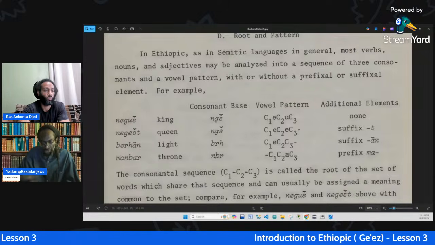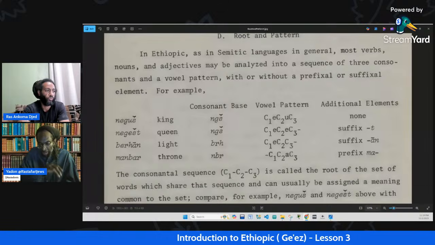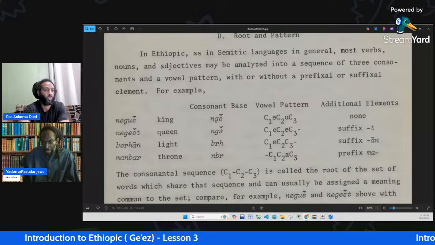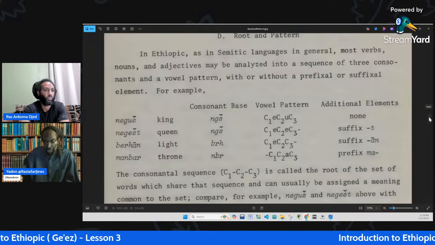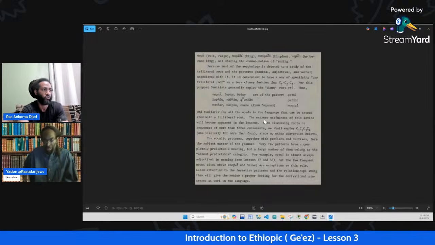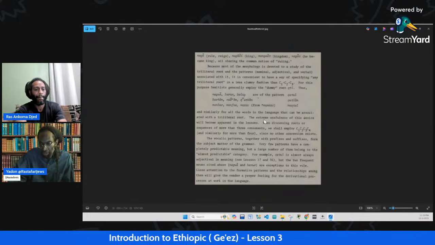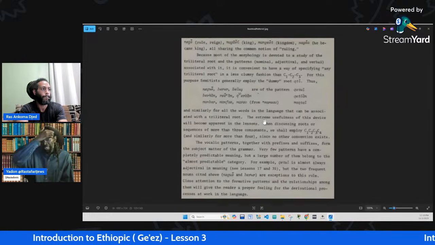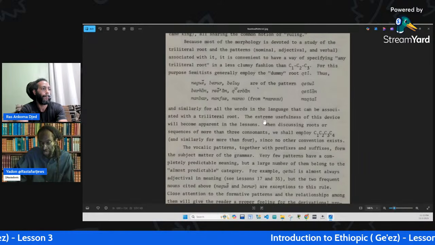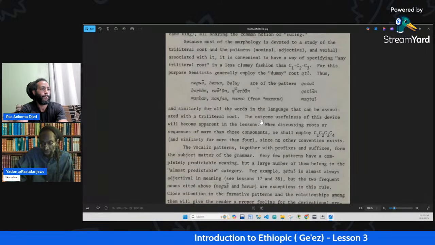For example, just this part here from the top, we compare negush and negist. In Ge'ez, negush, negisht, and in Amharic, negus, negist, right? Both come from the root negesha, which means to reign, to rule.